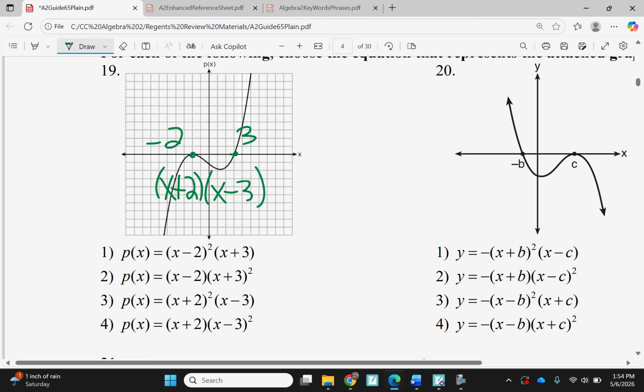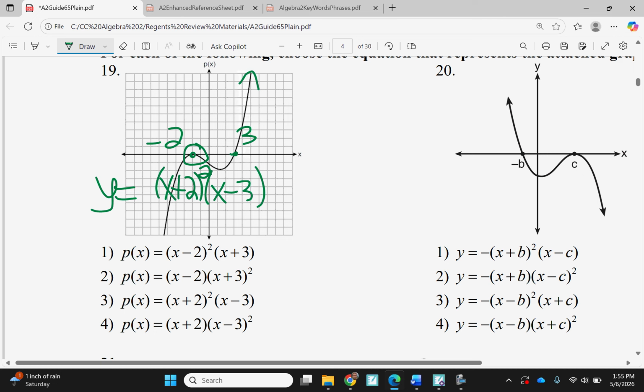3 things to be careful of. 1, don't forget your y equals. 2, check for double roots. Are there any double roots? Does it bounce off the x-axis? Yes, it bounces off the x-axis. So that factor gets a squared. And finally, check to see if it's positive or negative. If it opens up to the right, it's positive. If it opens down to the right, then it's negative. In this case, it's positive.